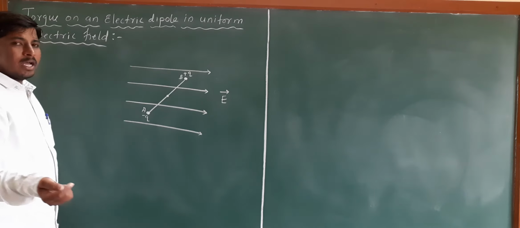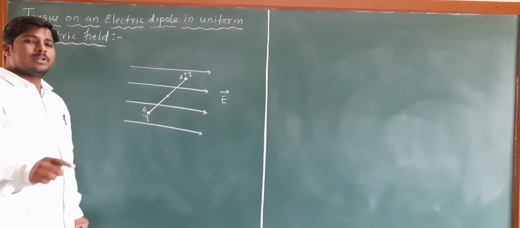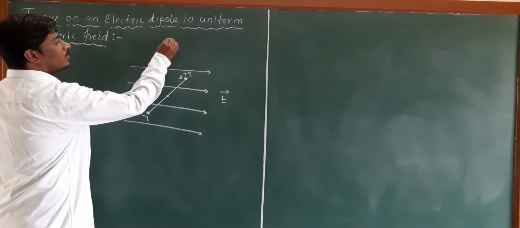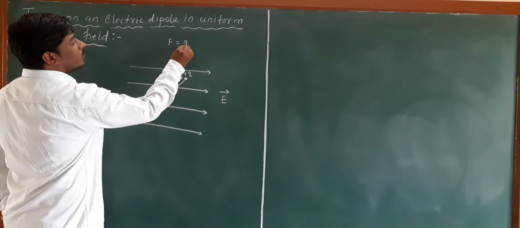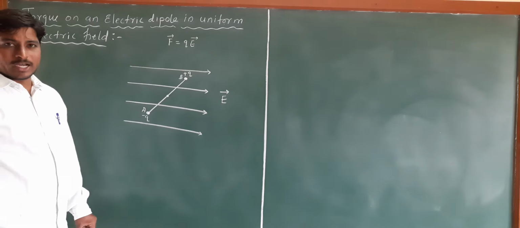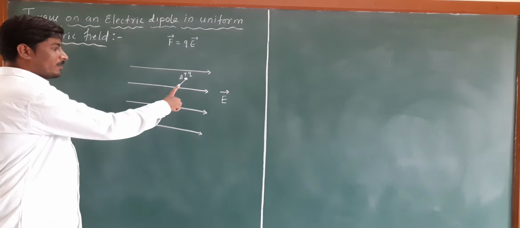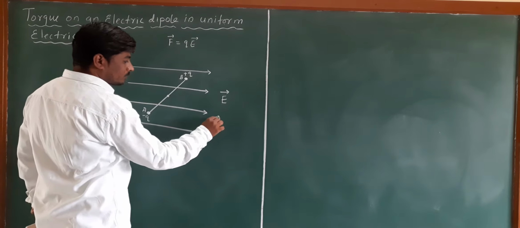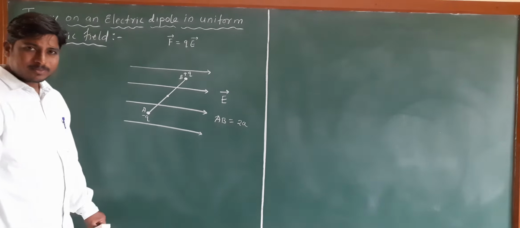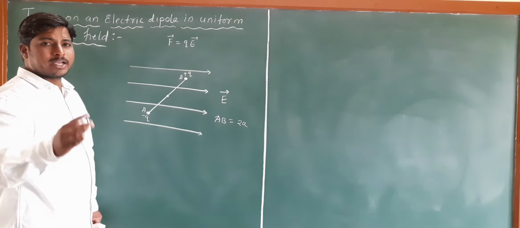Any charge which is present in the electric field experiences an electrostatic force. The force acting on the charge is given by F is equal to Q into E. Now there are two charges which are equal and opposite, separated by a small distance. Here AB is the dipole length, which is nothing but 2a.